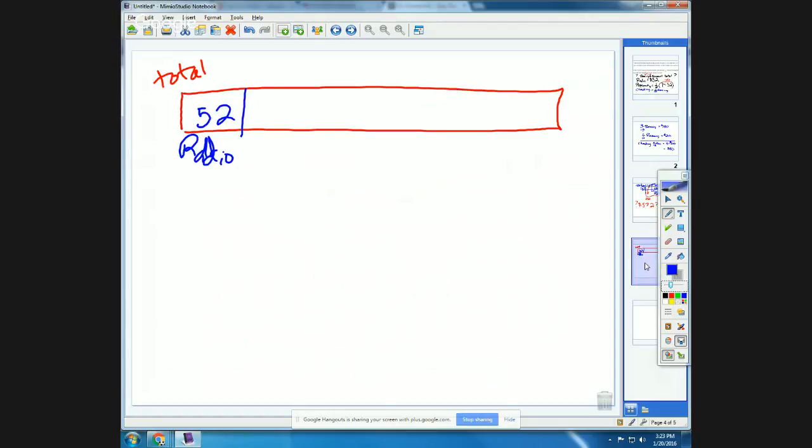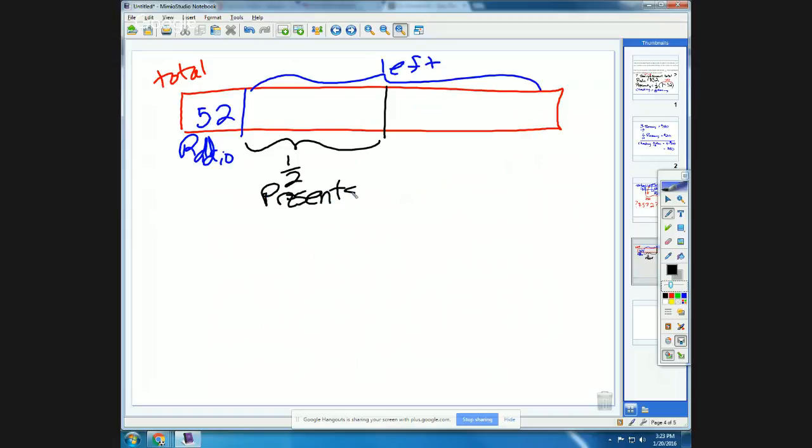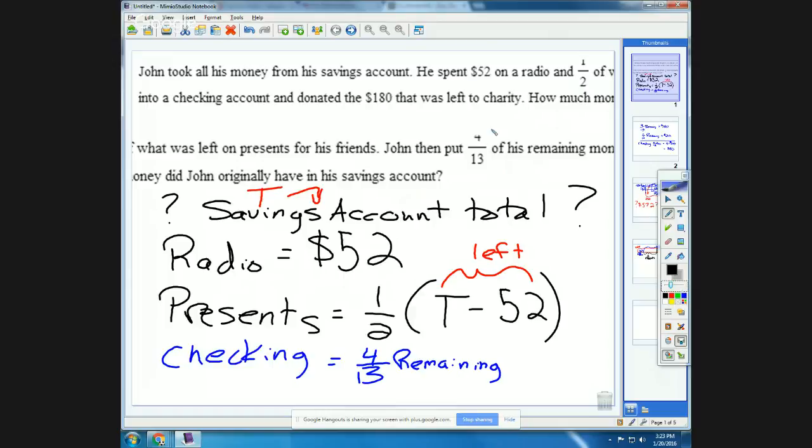All right, here's what's left, agreed? Even though it's on the right side, that's what's left. And we want to take half of that. So maybe I'll switch colors. So this half right here is for presents. Okay. Then what? Back. 4/13 of the remaining amount, so that must be that other half that was left over, went into a checking account, and the rest was for charity.